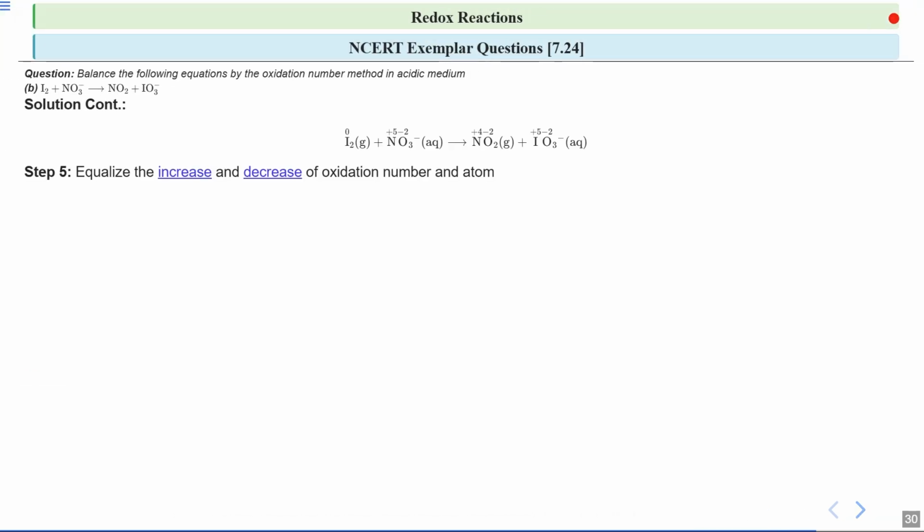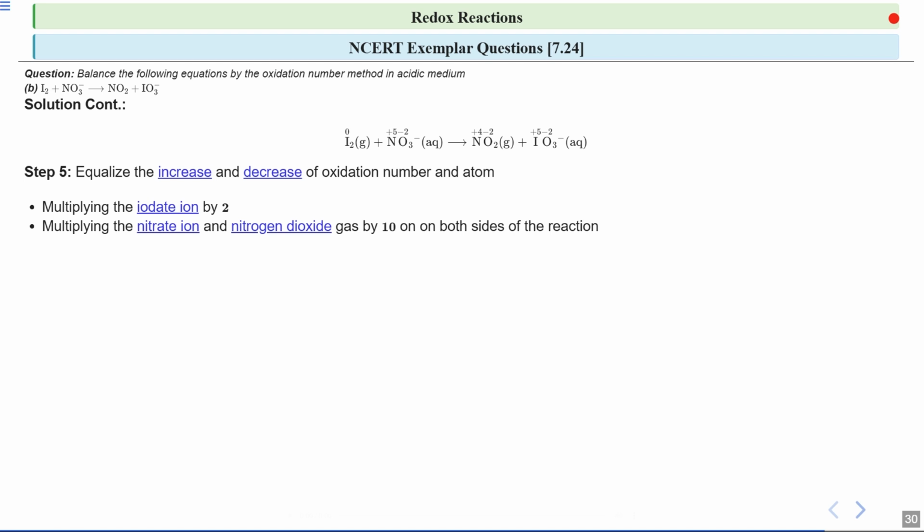This is the equation that we got, and now we are trying to equalize the increase and decrease of oxidation number and the atoms as well. For that, you will multiply the iodate by 2. This is done to equalize the number of iodine atoms, because iodine has 2 on the left hand side and 1 on the right hand side. Whereas for nitrate and nitrogen dioxide, we have to multiply by 10, because the increase in oxidation number equals 10, as seen in the case of iodine. If we do both of these operations, I2 plus 10 NO3- will give you 10 NO2 plus 2 IO3-.